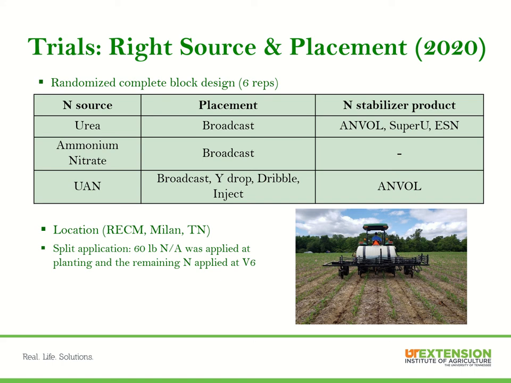This study was done at the UT Research and Education Center located at Milan. And we split applied our nitrogen. We put 60 pounds of nitrogen at planting and side dressed the remaining at the V6 growth stage.